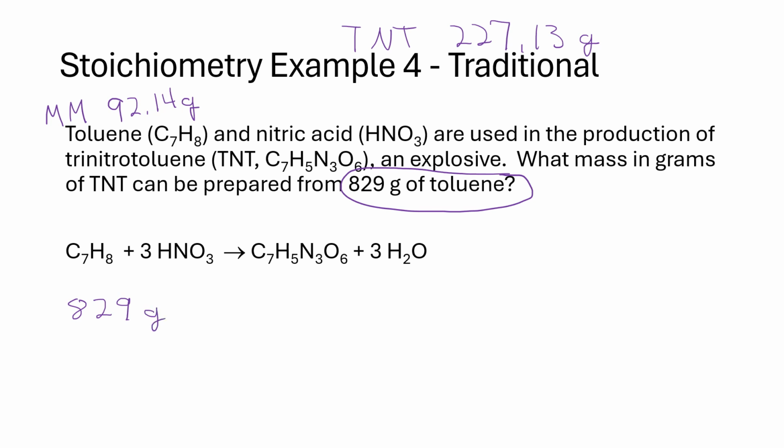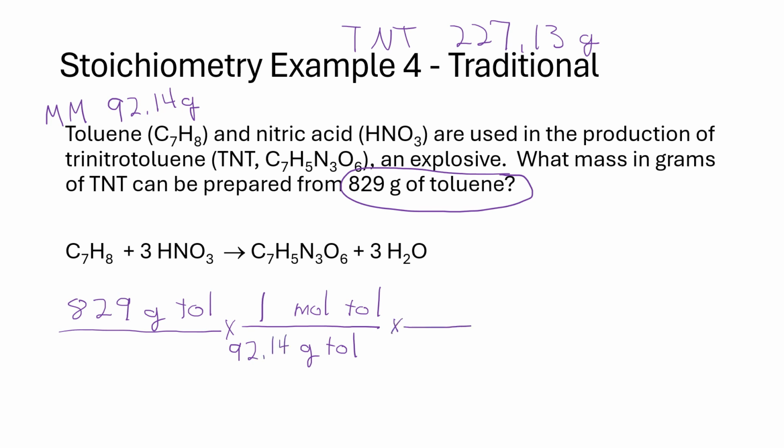829 grams of toluene. The bottom of my next step has to match the units in the chemical. So the bottom of my next step is grams of toluene. The first step in the traditional approach is to take whatever units we were given and convert those to moles. So I want to put moles of toluene in the top. Since it's toluene in the top and the bottom, this is a mole triangle conversion. The number in the mole triangle with moles is 1. The number that goes with grams is the molar mass, so that's going to be 92.14.